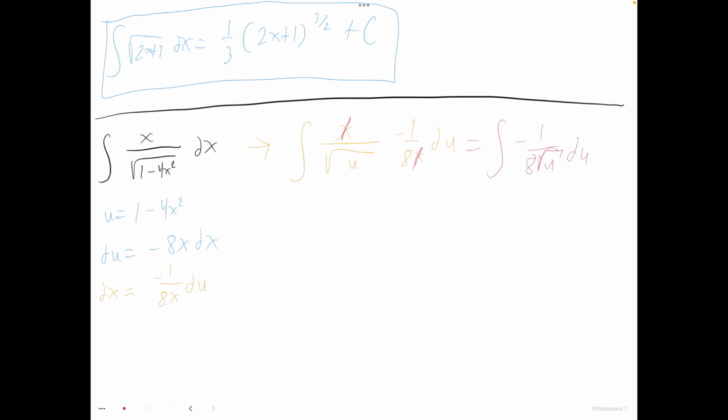Now, just to give you the idea of the pattern matching way of doing it, this is the last time I'm going to do the pattern matching way. But in the pattern matching way, you take this one and you say, oh, well, I have an x already, so I need to multiply by negative 8. So I need to have a negative 8x on the top.